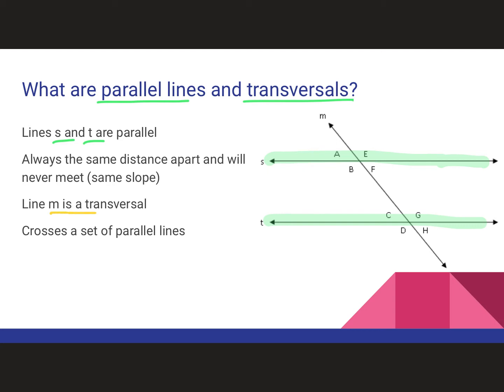Line M is a transversal. So this is line M, this is our transversal. A transversal is simply a line that crosses a set of parallel lines. That's important to know so you understand which lines are which. You'll notice that lines S and T are always the same distance apart no matter where they're at. You'll see you have the same distance here as you do here, as you do here, all the way across.